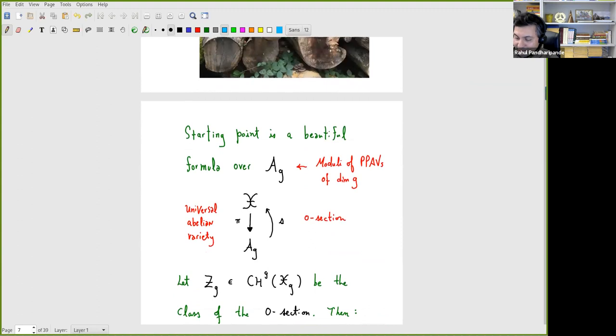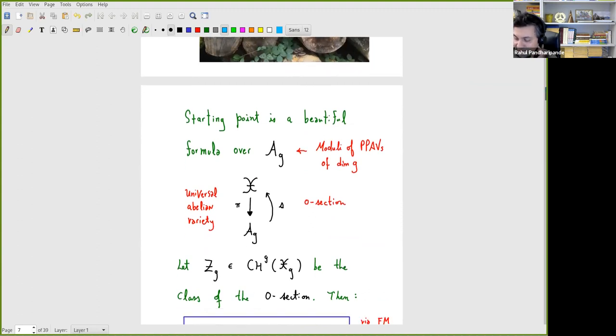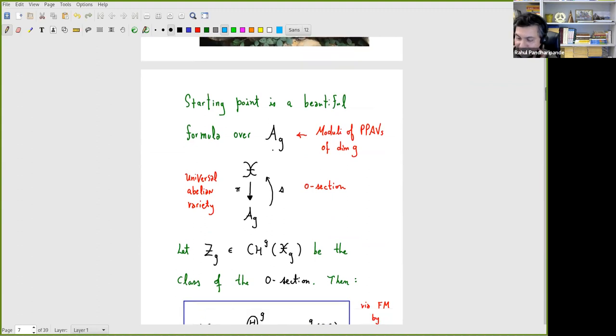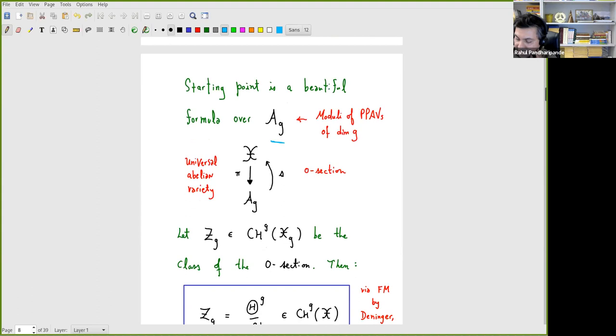The starting point is this beautiful formula over the moduli space of principally polarized abelian varieties. Here A_g is the moduli space, and I look at the universal abelian variety. Of course I get a zero section. The zero section is some geometric cycle there, a codimension g cycle, of course, because it's a zero section. And you could ask what is this class in the Chow of this universal abelian variety.